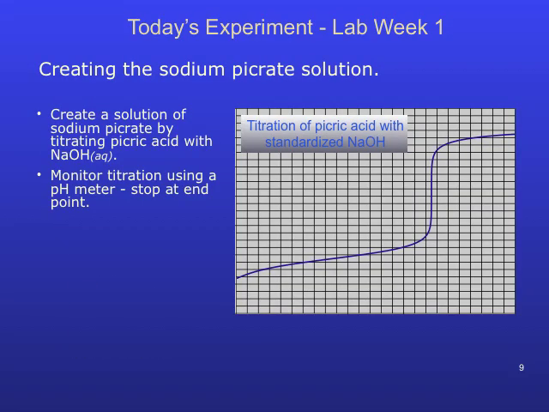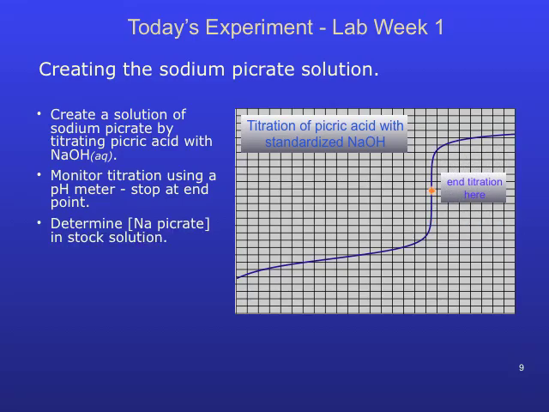A known volume of picric acid solution is titrated with standardized sodium hydroxide to an endpoint of pH 7 to 8. This titration converts the sample of picric acid into a solution of sodium picrate. This titrated mixture is then diluted using a volumetric flask and the concentration of sodium picrate calculated. This solution is called the stock solution of sodium picrate.